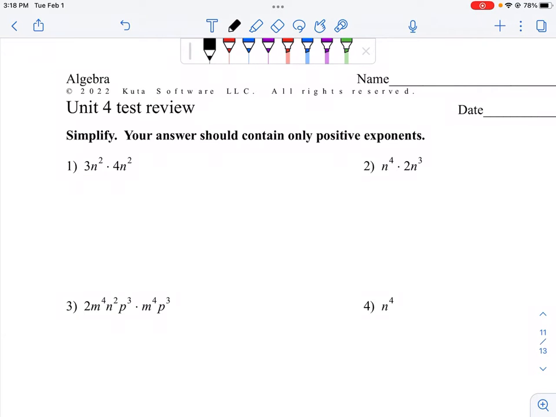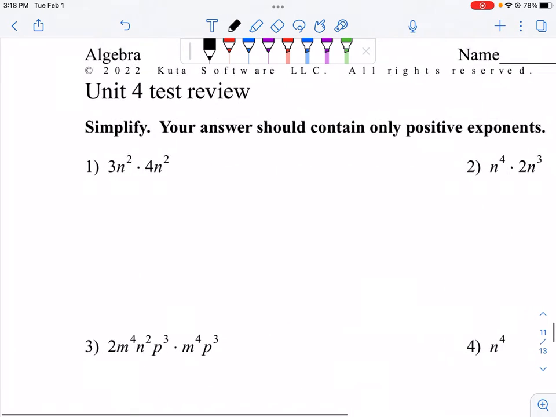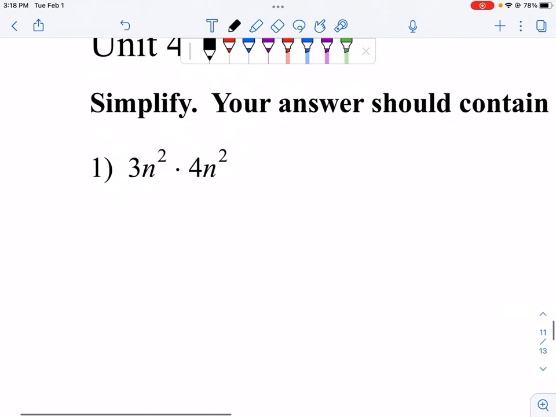All right, Mr. Greats here, giving you a little bonus Unit 4 test review. So I'm going to run you through a handful of problems that you will see on the test so that you can be as prepared as possible if you're taking advantage of this.